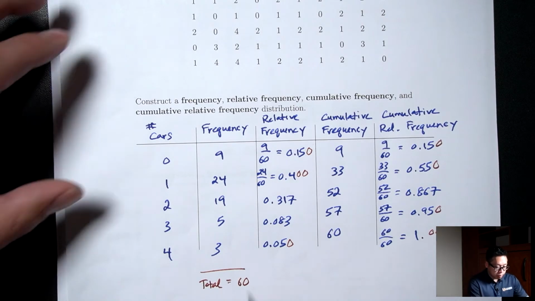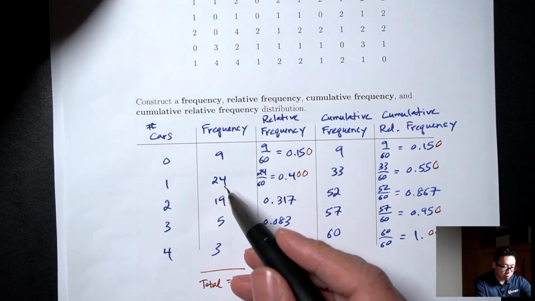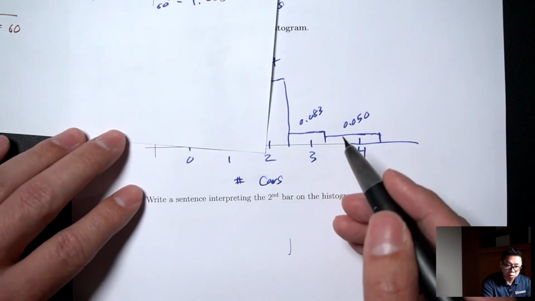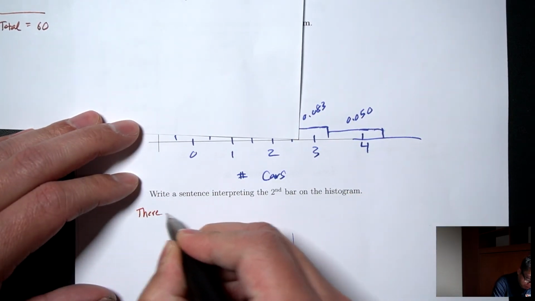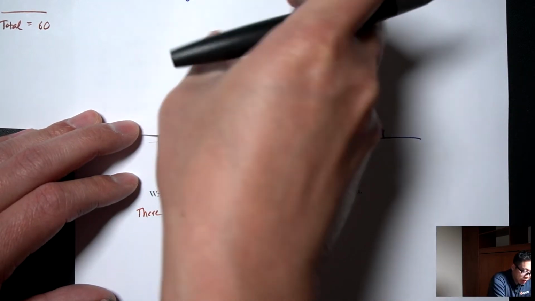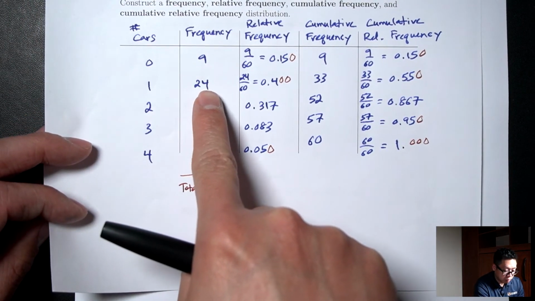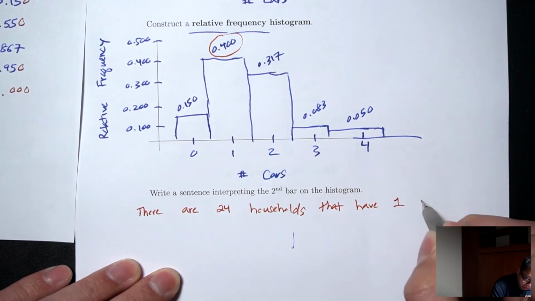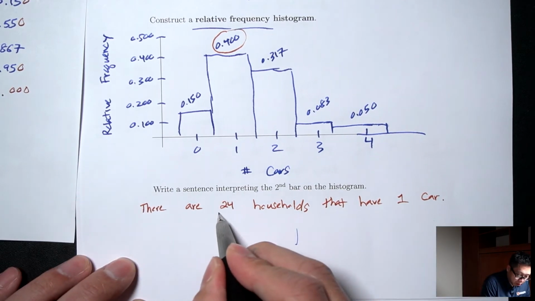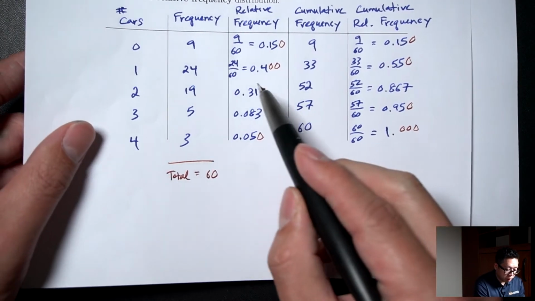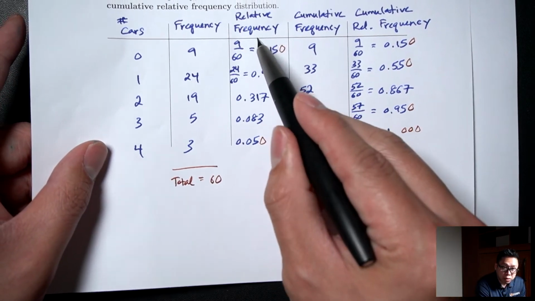The type of sentence I want you to write is, this 24 is counting how many, and we're talking about households here. So there's 24 households. What's special about these 24 households? They have one car. So I'm looking for 24, and then what's special about them? They have one car.